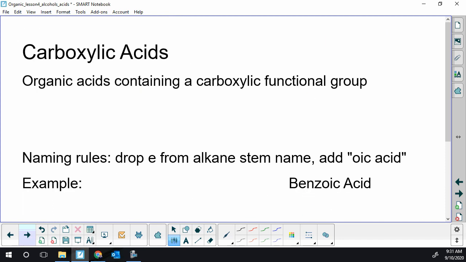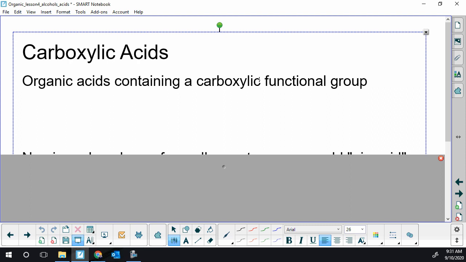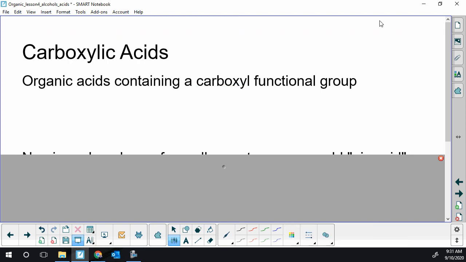Carboxylic acids. So we're on to another functional group that goes with this family. These are organic acids that contain a carboxyl functional group. We saw these all through Chem 20. I really wish we learned this before we did Chem 20, but that's not the order.